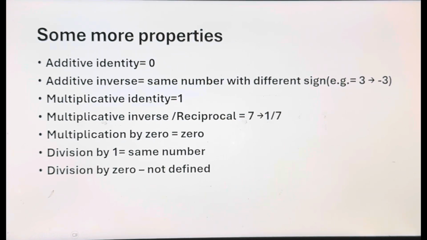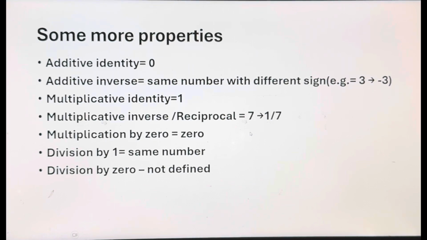Then multiplicative identity is 1. That is, you multiply any number by 1, you get the same number. Then multiplicative inverse. Multiplicative inverse is also known as reciprocal. Here we just change the position of numerator and denominator. So if it is 7, it becomes 1 upon 7. 7 means 7 upon 1, so reciprocal will be 1 upon 7. Suppose it is 4 upon 8, so the reciprocal will be 8 upon 4.